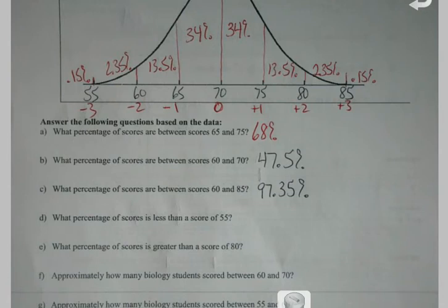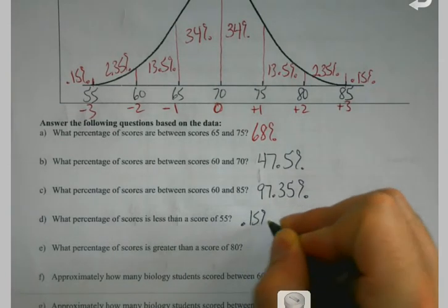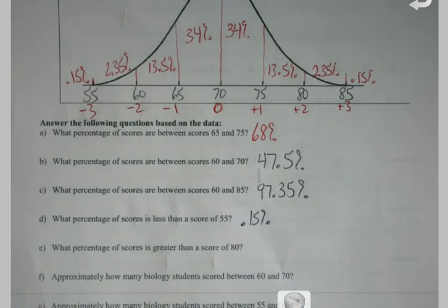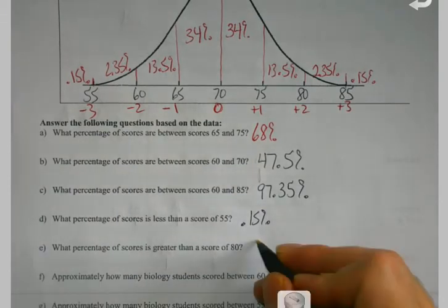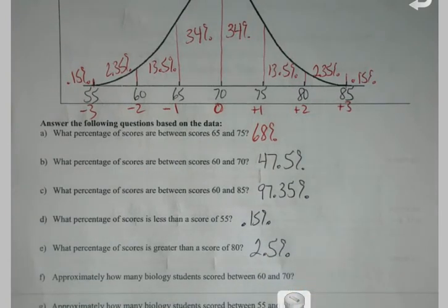How many are less than 55? Yeah, not very many. It's the dropout group. What percent of scores are better than 80? 2.5. And then we can actually start coming up with some values, some numbers.